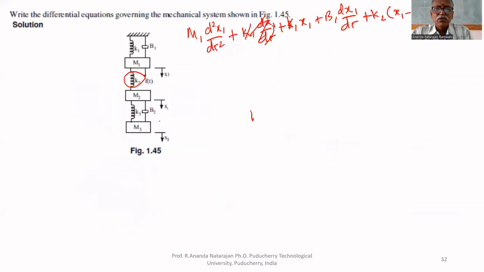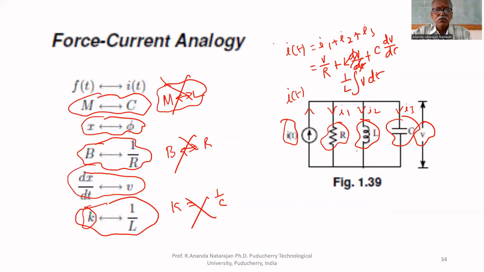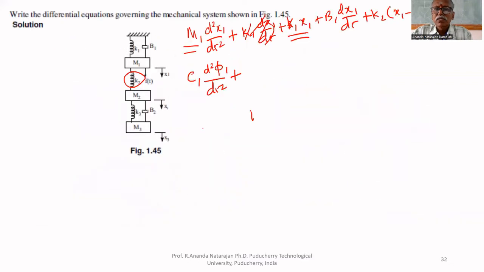So what do we have to do? Wherever you find M, replace it by C1 d square phi 1 by dt square plus K1. For K, we have to put 1 by L, so 1 by L1 phi 1 plus B equal to 1 by R1, d phi 1 by dt, plus K2 should be replaced by 1 by L2, phi 1 minus phi 2 equal to I of t.